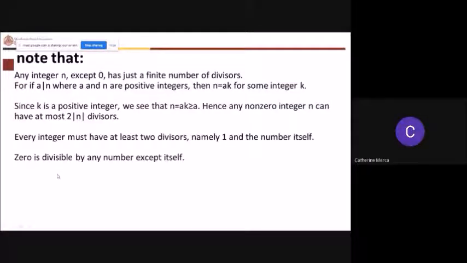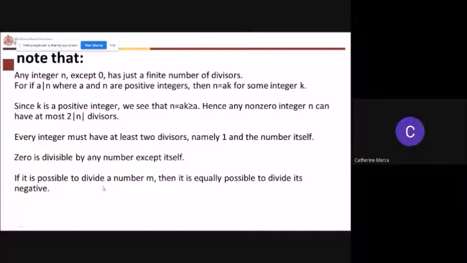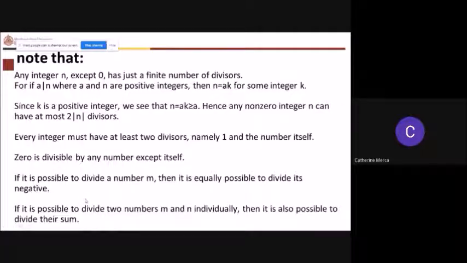0 is divisible by any number except itself. You are familiar with this? 0 cannot be divided by 0, or 0 is never a divisor, because it will become undefined. And if it is possible to divide a number m, then it is equally possible to divide its negative. So you can divide it by a negative number. If it's possible to divide 2 numbers, m and n, individually, then it is also possible to divide their sum.